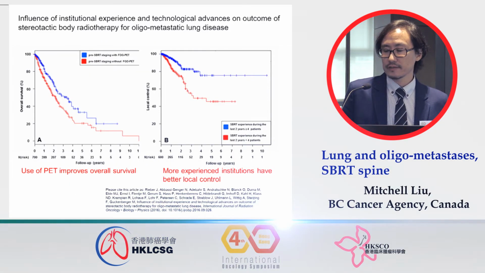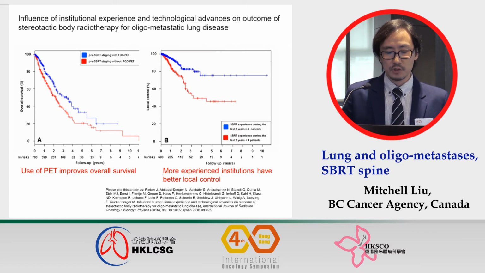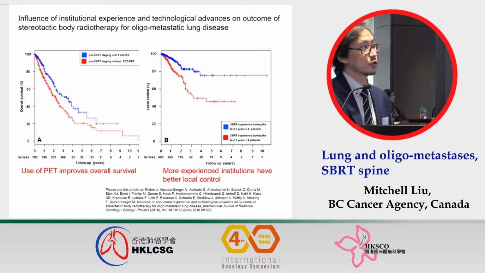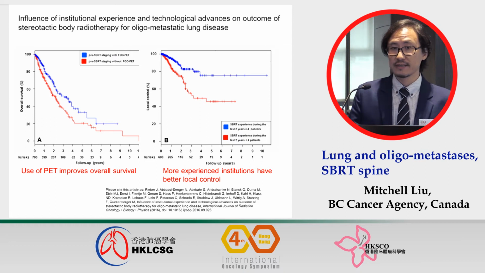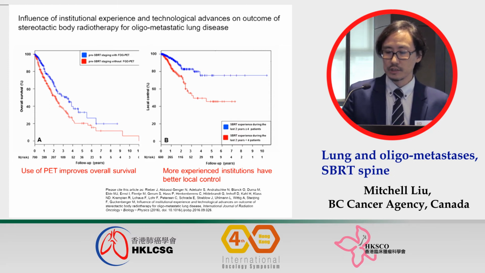There are also other factors that would affect the outcome of SABR treatment for oligometastases, and one of them is the use of PET scans. If you stage patients with PET, these patients have better overall survival. It's in fact quite obvious, because if you use a PET scan, you would automatically screen out patients with more metastases. So these patients who are screened by PET scans would automatically do better. And centers with more experience in SBRT treatment would give better local control as well.